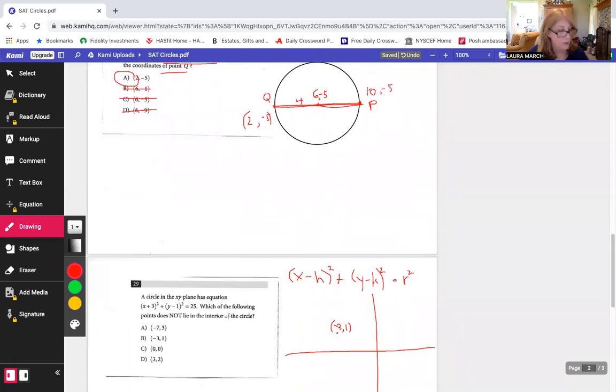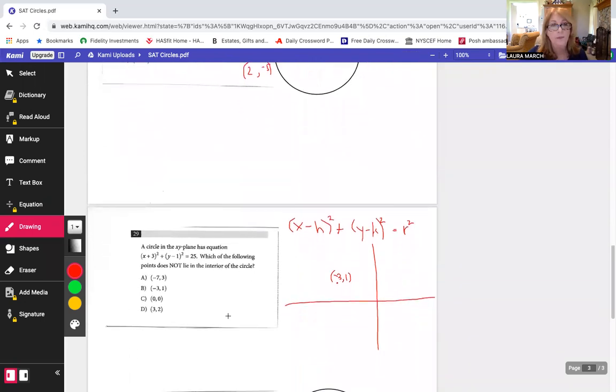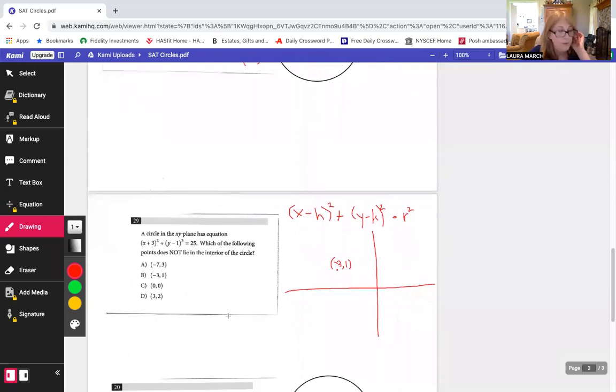Now let's look at number 29, which was from test number 7. A circle in the xy plane has equation x plus 3 squared plus y minus 1 squared equals 25. Which of the following does not lie in the interior of the circle?